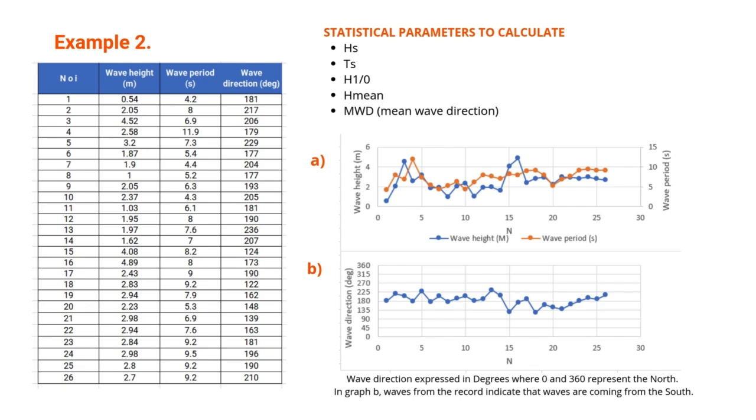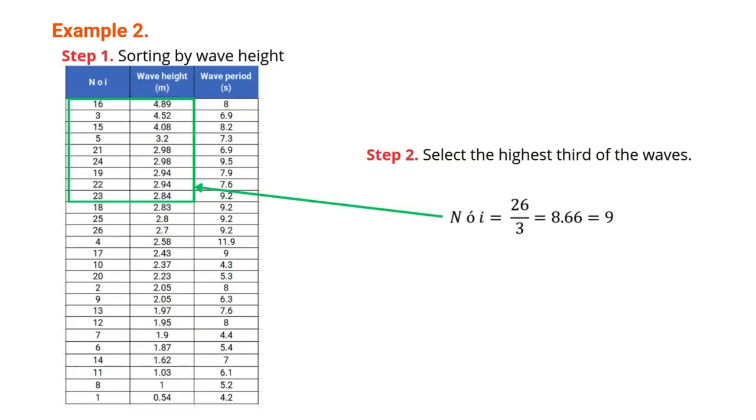Let's begin. Step 1. Sort the wave heights in descending order. Once sorting was made, we can estimate statistical parameters according to the formulas explained before. Step 2. Select the highest third of the waves. In this case, we have a total of 26 waves.